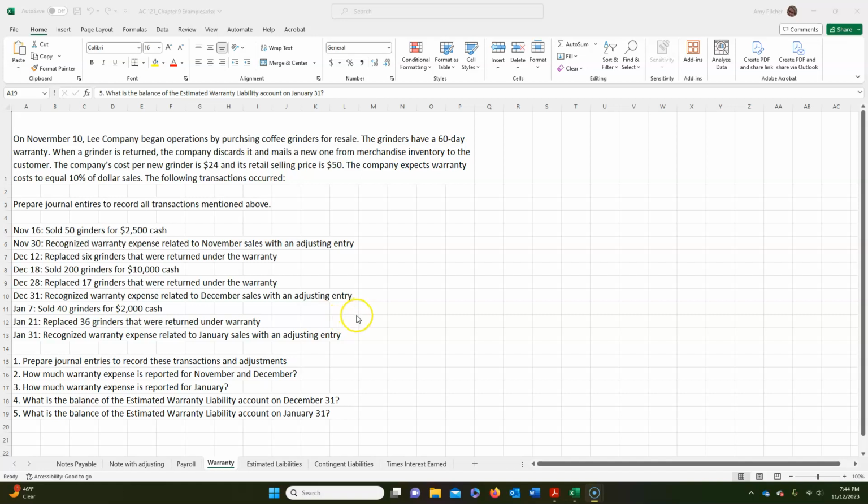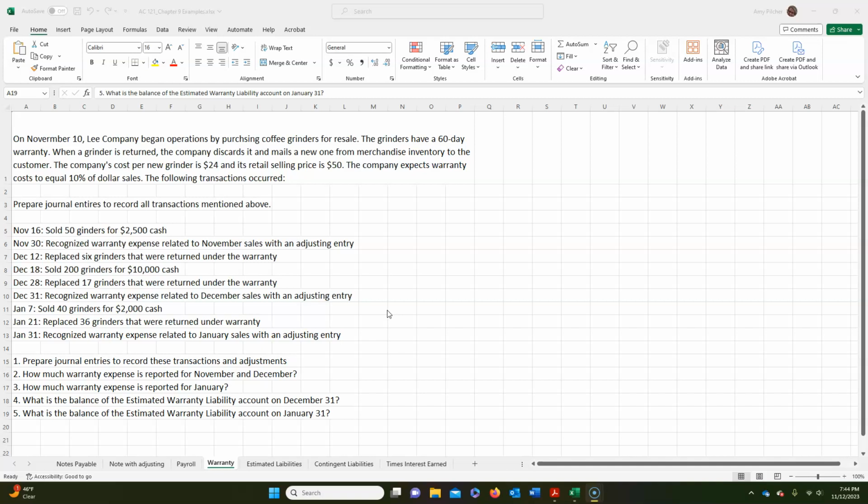In this example, we're going to look at warranty transactions. So we have a company, Lee Company, that sells coffee grinders. They purchase the coffee grinders from one company and then sell. The grinders have a 60-day warranty.